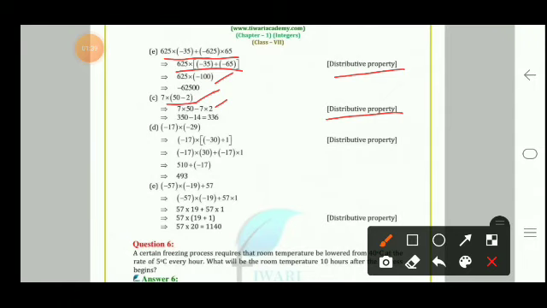So this is 350. 7 into 50 is 350. 7 into 2 is 14. So this is 336, the required answer. Then looking at the next part, that is 17 into minus 29. So minus 17 into minus 30 plus 1, we can write this minus 29 as. So minus 17 into minus 30 plus minus 17 into 1.